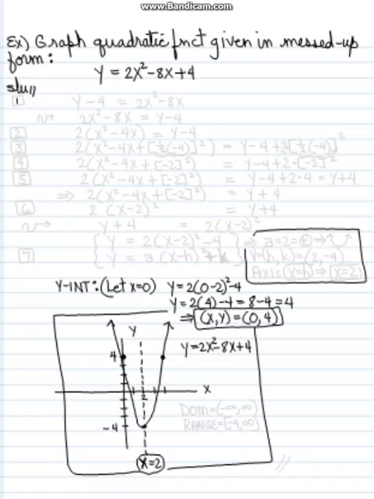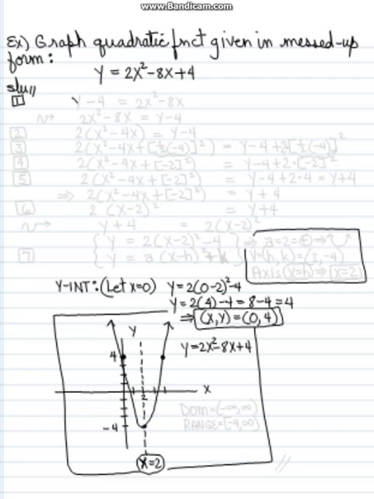Alright, we know how to graph a quadratic function that's given to us in standard form. Let's see how to graph one that's given to us in messed up form. This is y equals 2x squared minus 8x plus 4. We know it's a quadratic because it's y equals a second degree expression in x. But we need to get it into y equals a(x minus h) squared plus k form. Let's go through these steps to do it.